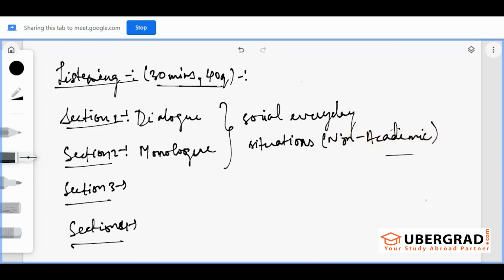What will be your date of arrival? How many people are coming? How many rooms do you want to book? Do you need any extra facilities? Right? What will be your check-in time? What will be your checkout time? So you will have to listen to such conversations and you will have to answer 10 questions based on that.